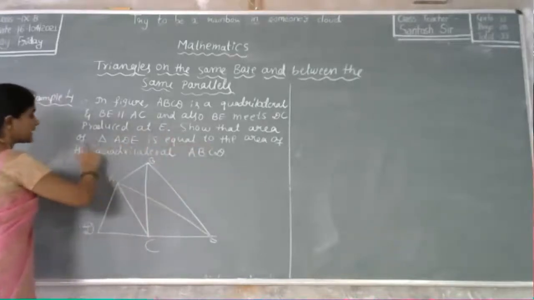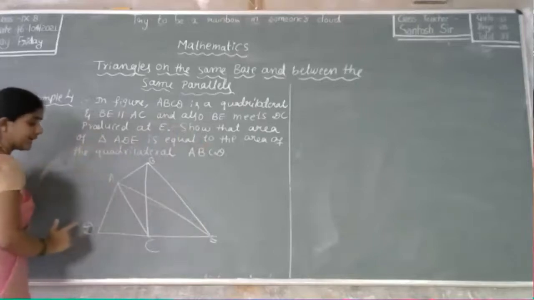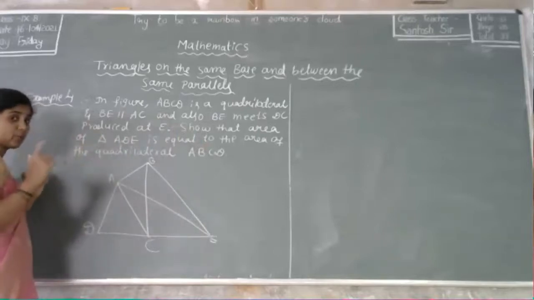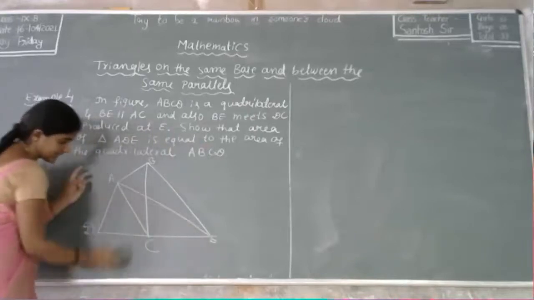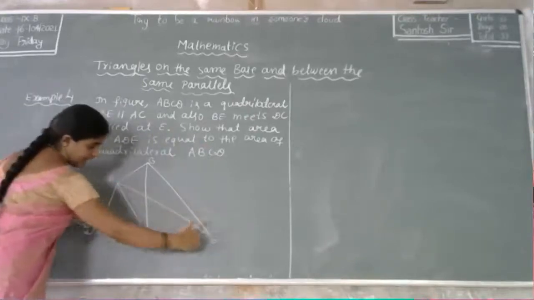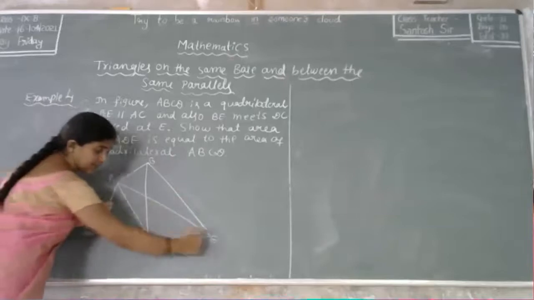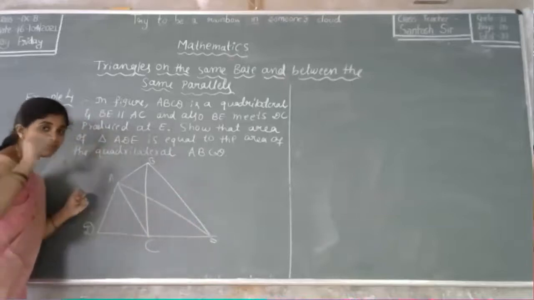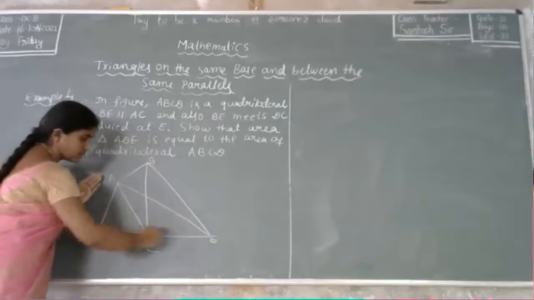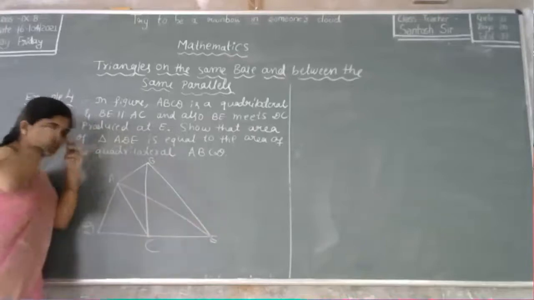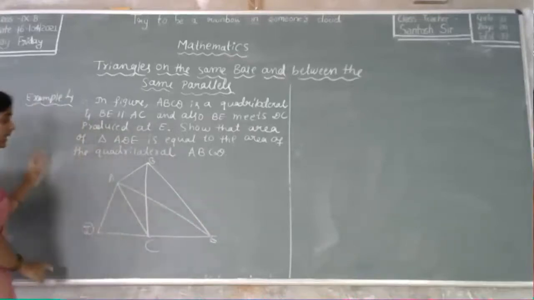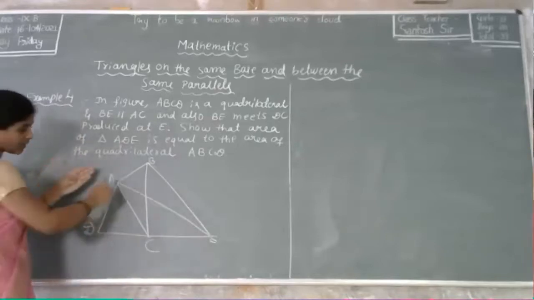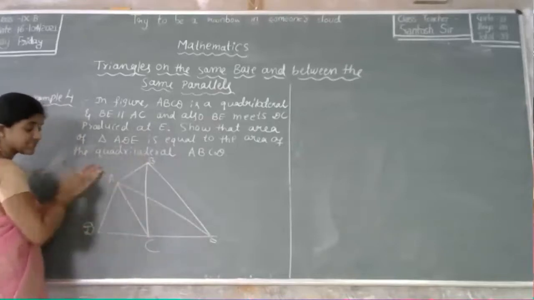Okay. So now what we have to show in this problem? Show that area of triangle ADE. You have to see the diagram carefully. Area of triangle ADE. While working this problem, you have to sit with one pencil. Okay, so you have to draw the picture like this so that you will get the idea. Area of ADE is equal to the area of quadrilateral ABCD.